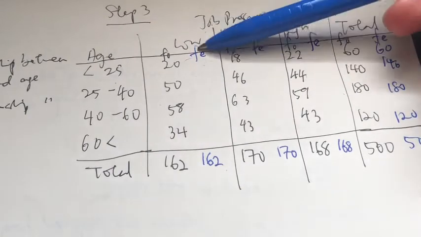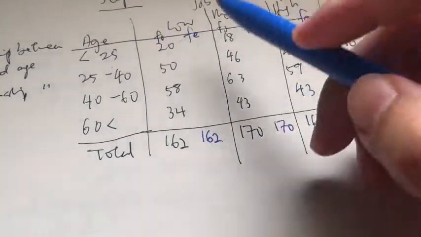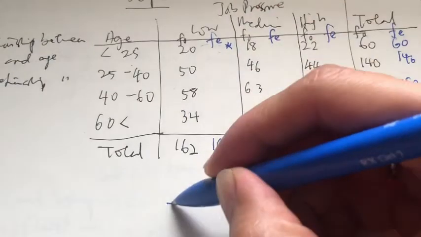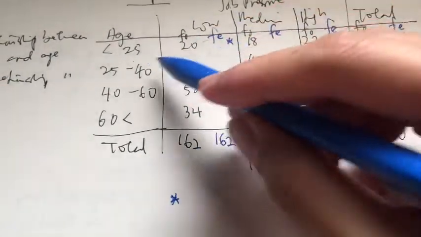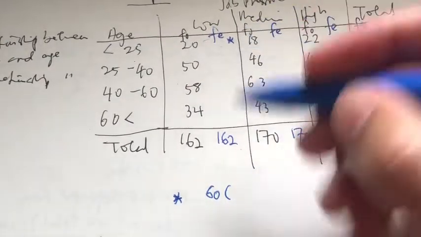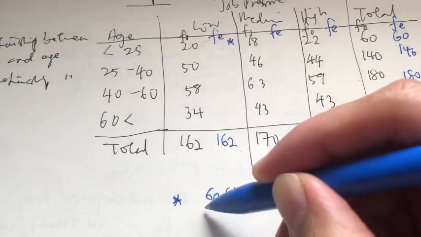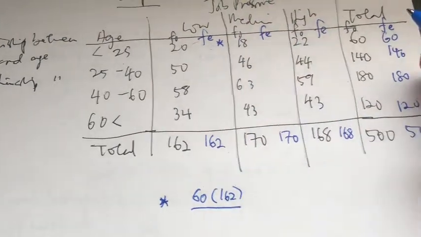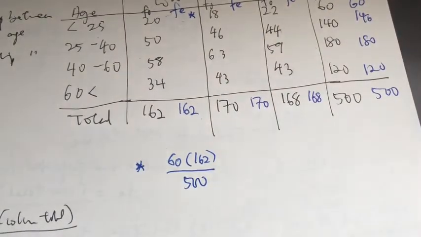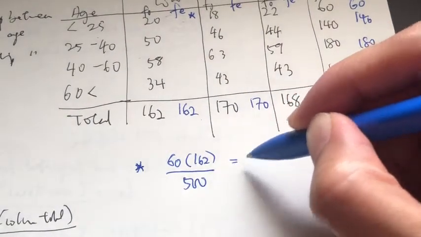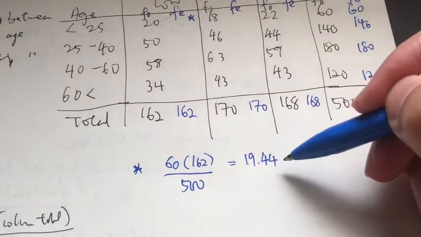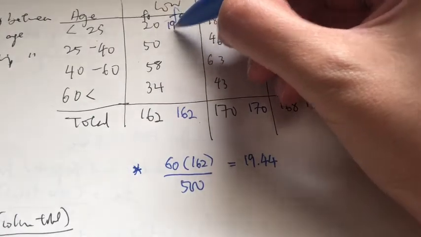The column is this column. The total is 162. So for this particular value, let's put an asterisk here. To find the expected frequency, it is 60 times 162 over the grand total, which is 500. So what does it give you? It gives us 19.44. So we put this 19.44 here.